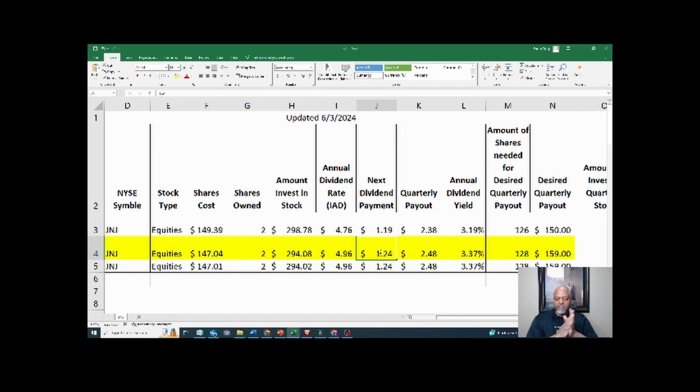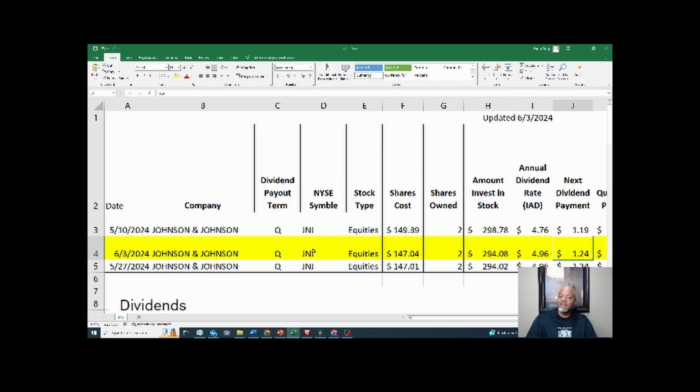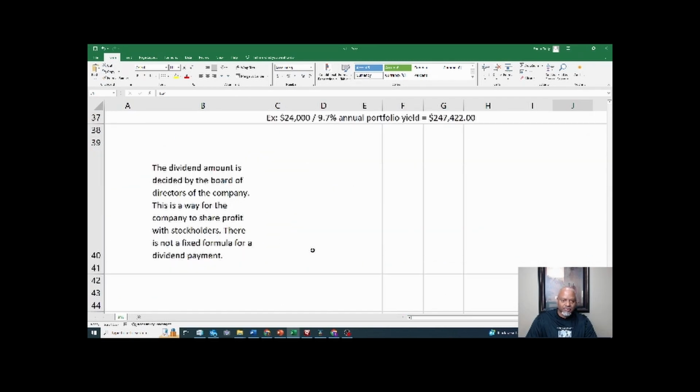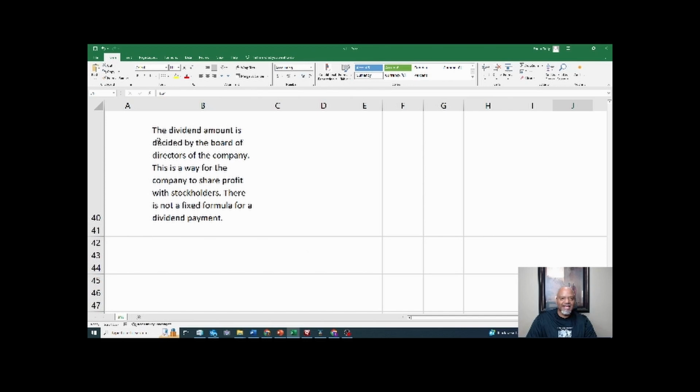Again, it didn't change from last week, as you could see. It's basically the same amount. Everything's the same. I think, like I said, this changed to like 3.38. But this number here, this next dividend payment number, based off of me communicating with Charles Schwab to try to figure out how this is calculated, they had stated the dividend amount is decided by the board of directors of the company.